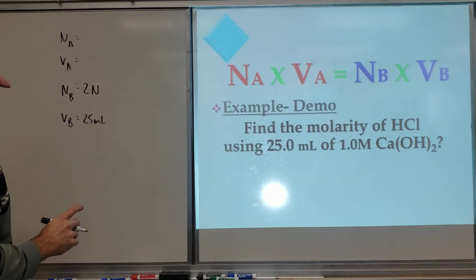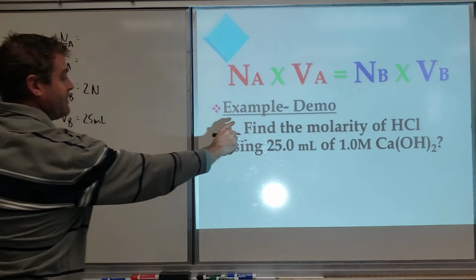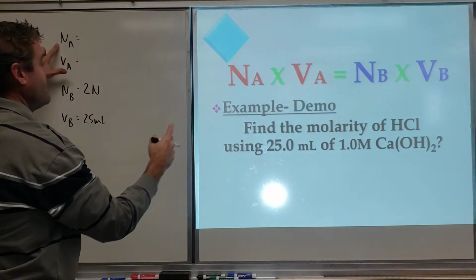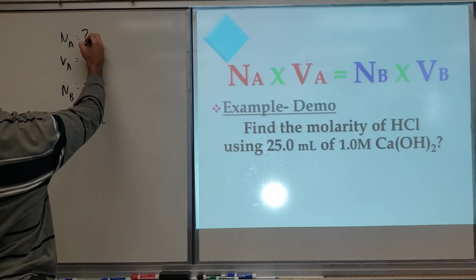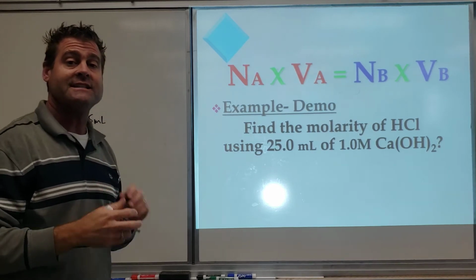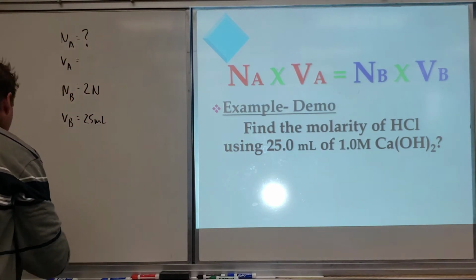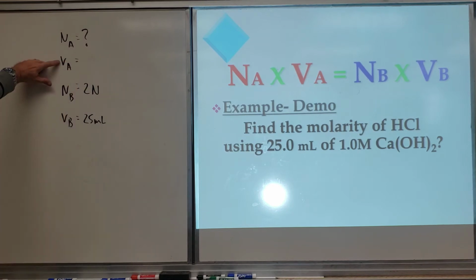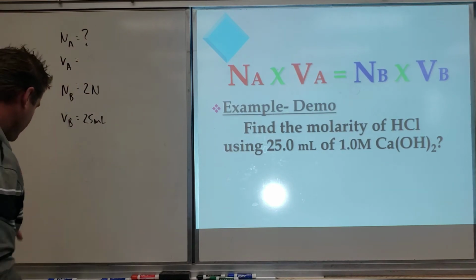Okay, and you guys at this point remember, what am I trying to find? It says find the molarity of hydrochloric acid. I want to know the concentration. I don't know the concentration. That's what I'm looking for. And now we're going to use the process of titration to figure out the volume of the acid that was needed to neutralize that base.